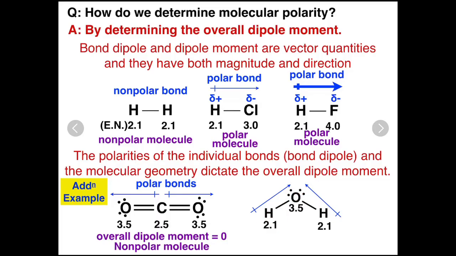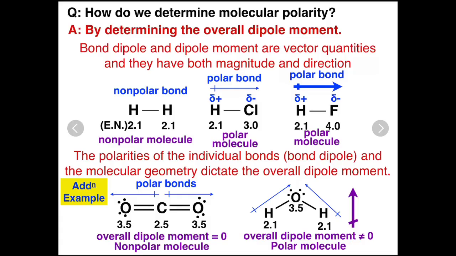And because on both sides there is nothing to cancel them, they are not able to cancel each other out, since it's not a linear geometry but a bent geometry. Therefore, the overall dipole moment will not equal zero. It's going to go up toward oxygen, because both of them go up toward oxygen. Because the overall dipole moment is not equal to zero, this molecule is considered to be a polar molecule.